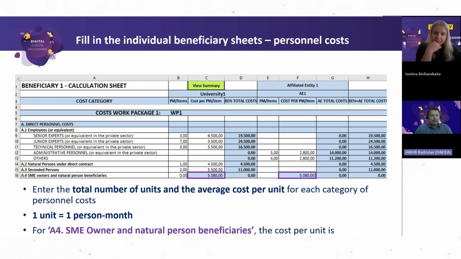There is also the possibility to encode the person months for SME owners, so a natural person. If you have beneficiaries that are SME owners, they should encode the person months here, and the cost per person month is calculated automatically based on the regulation for salaries and costs for SME owners. So we can go to the next slide.